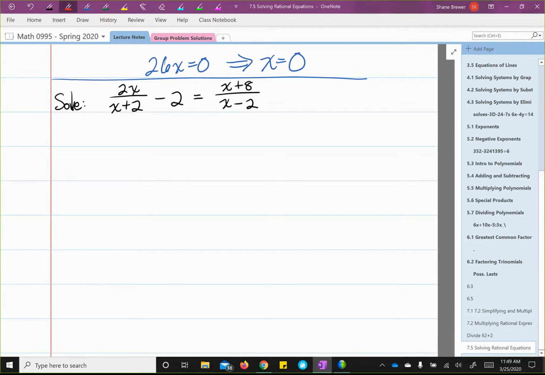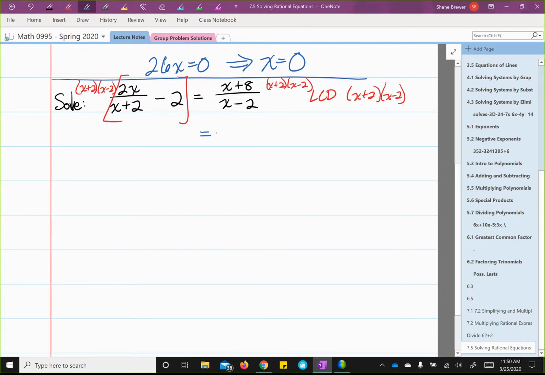So the LCD is x plus 2, x minus 2. All right, so we're going to multiply by (x plus 2)(x minus 2), right? I need parentheses around this. Now, let's do the right side again because it's easy.